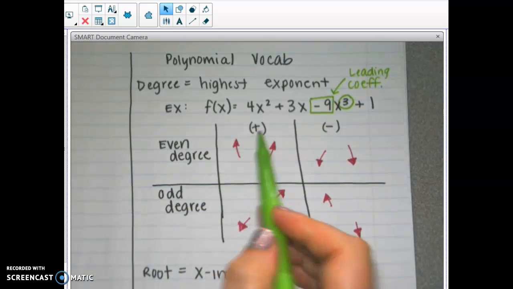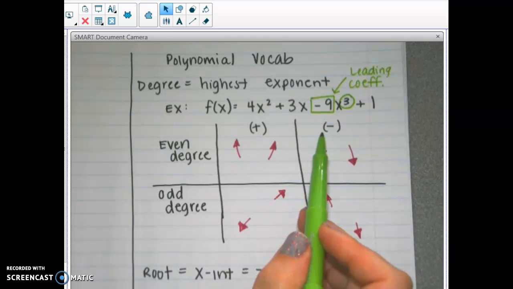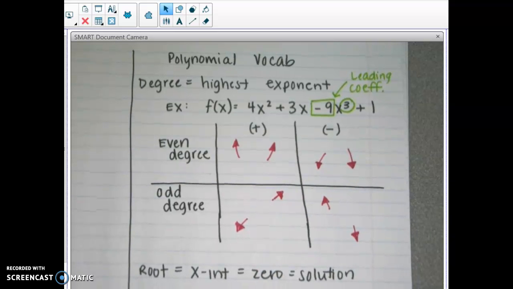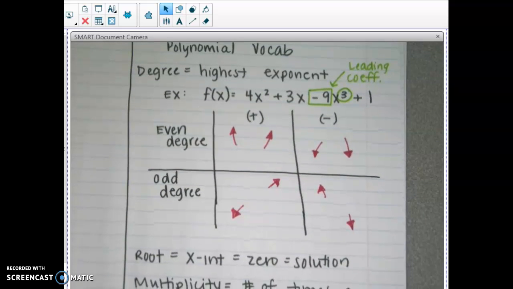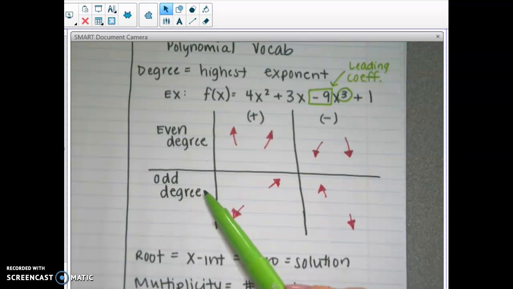So that's what these positives and negatives are for. If you have a positive leading coefficient or a negative leading coefficient, it's going to affect the shape of your graph because that's like a reflection over the x-axis where we have that negative out front. All right, so a lot of this has to do with end behavior. So if that was something that you struggled with in the first unit, it's going to come back so you have more opportunity to ask questions and figure out how to correctly write end behavior.